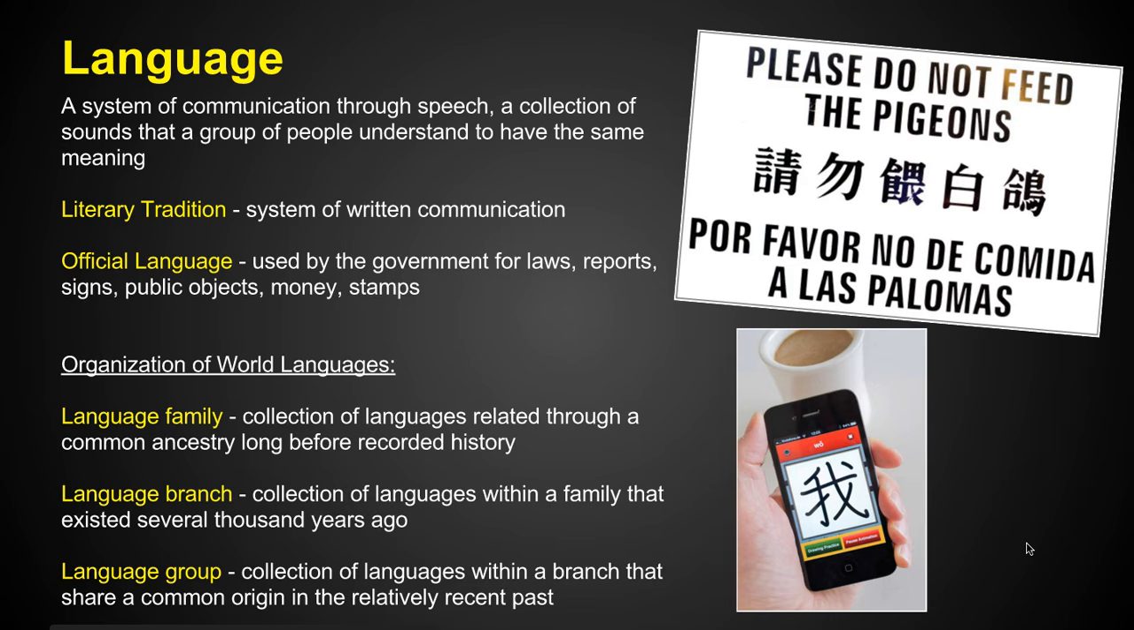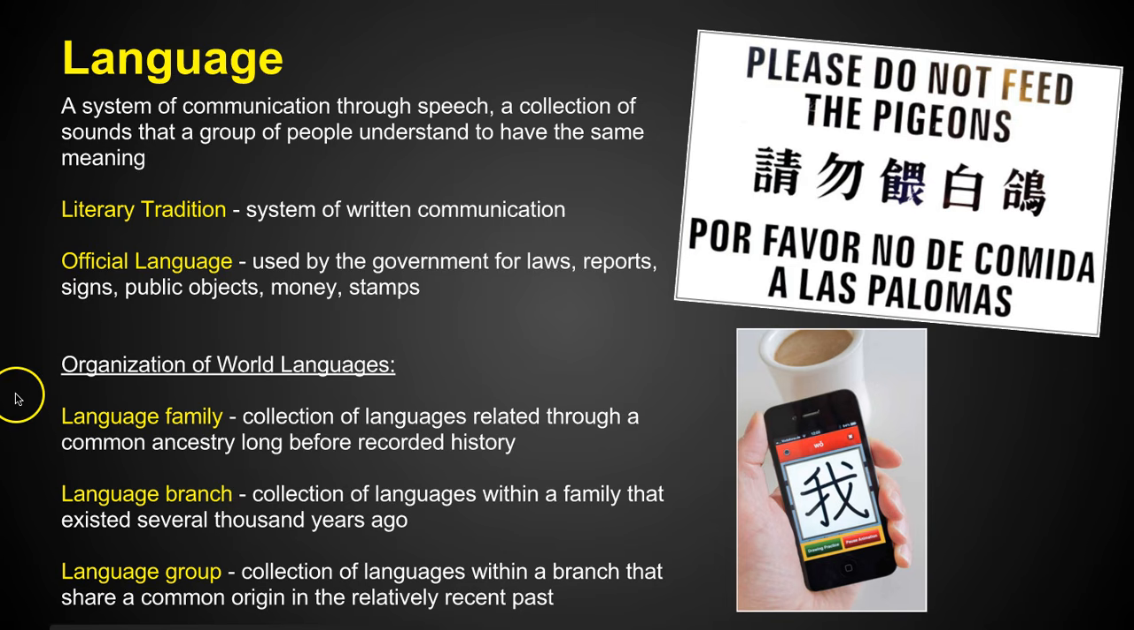Language is a system of communication through speech, a collection of sounds that a group of people understand to have the same meaning. We go deeper with literary tradition. This is a system of written communications. When we're talking about a group of people, their literary tradition is how they communicate consistently. As far as selecting an official language, this is what's used by the government for laws, reports, signs, public objects, money, or stamps. So we start to have a group of people that are consistently using the same communication system.